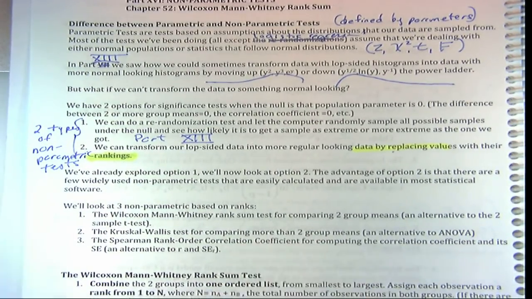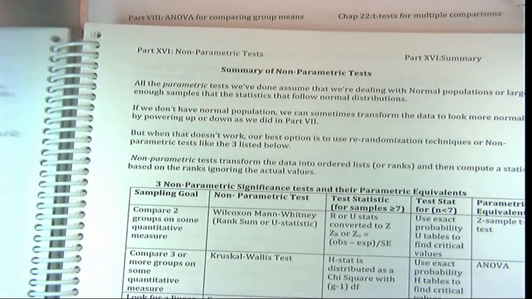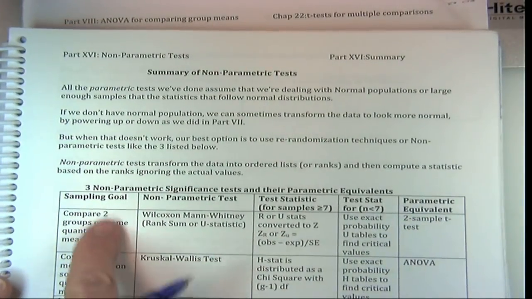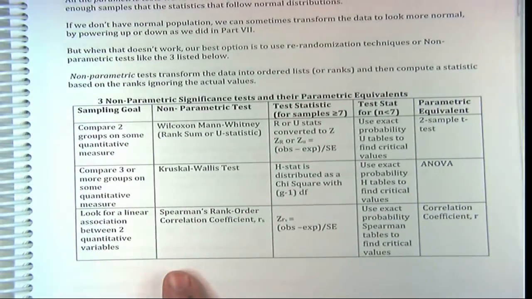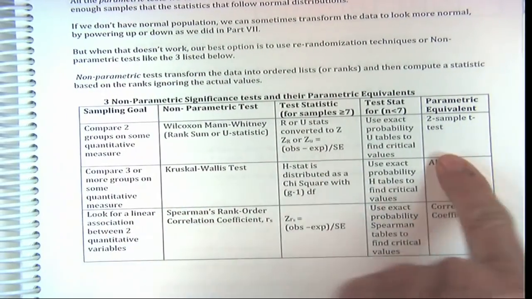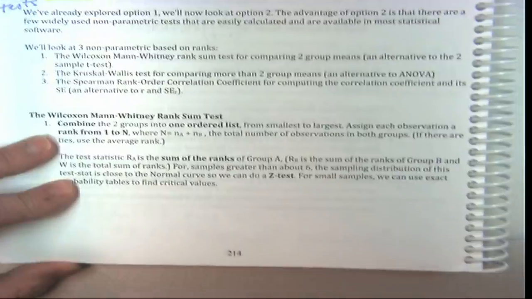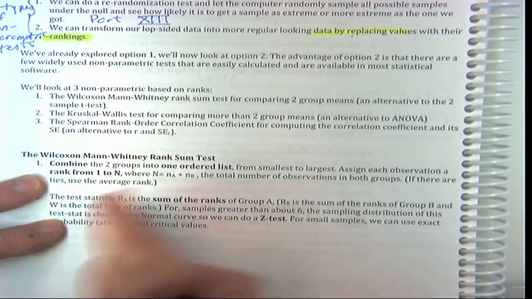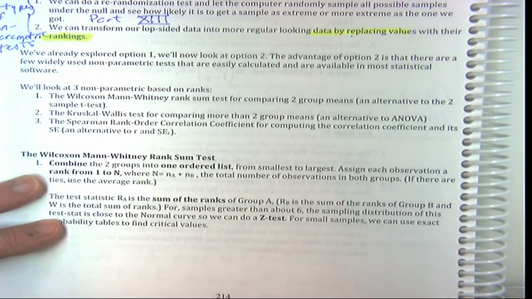If you're interested, there's a summary right at the end. You can look at it right here. These are the 3 non-parametric significance tests and their parametric equivalents. This is what we're going to be doing, and today we're just going to be doing this top one. This is on page 221. So how does this work? You have 2 groups, and you want to see if the distributions they come from are significantly different from each other.